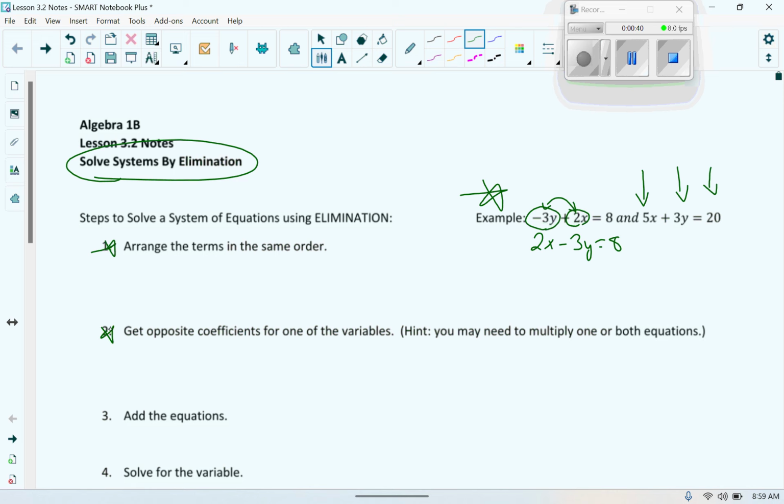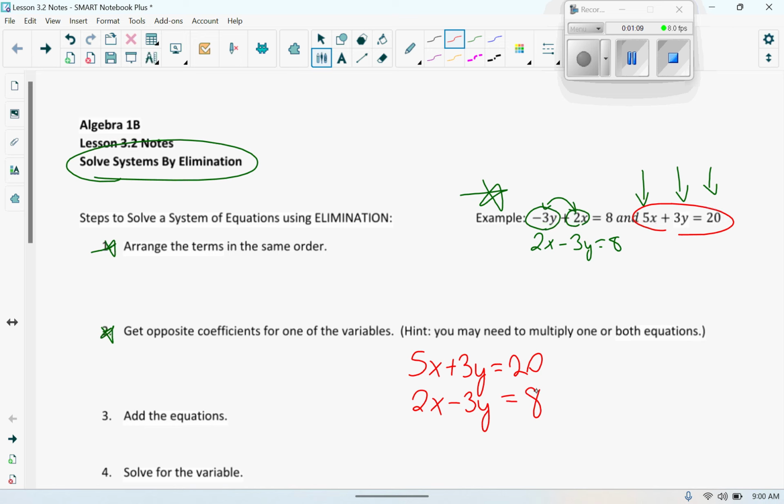Okay, and then the second step says get opposite coefficients for one of the variables. You may need to multiply one or both equations. Okay, so notice that I'm going to just put them right on top of each other. So I'm going to take this one, I'm going to say 5x plus 3y is equal to 20. And I have 2x minus 3y is equal to 8. So the opposite coefficients that they're talking about here is right there. That's what you want, because that's going to get rid of the y variable.